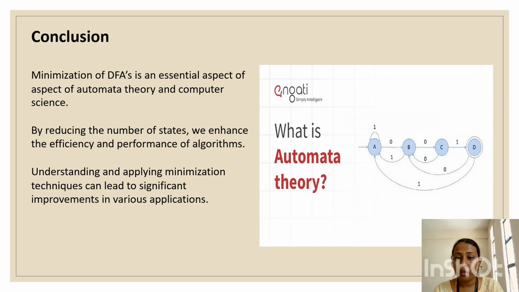Next is the conclusion. Today's topic is concluded by saying that minimization of DFA is an essential aspect of automata theory and computer science. By reducing the number of states, we enhance the efficiency and performance of algorithms. Work can be done in a more efficient way using fewer resources and fewer states. It is a good algorithm. Minimization is very efficient, and by reducing the number of states it enhances the performance of the algorithm. Understanding and applying minimization techniques can lead to significant improvements in various applications.